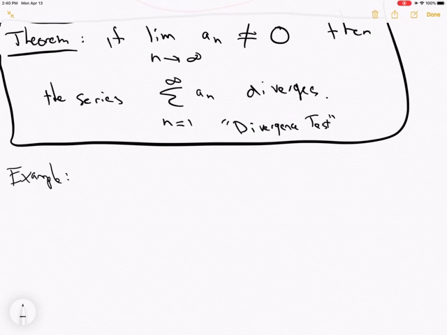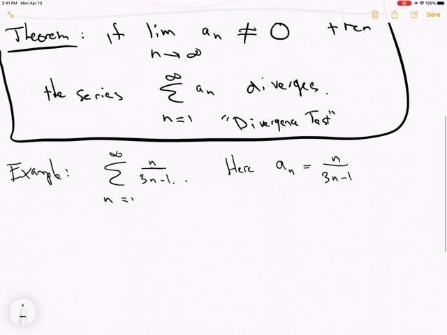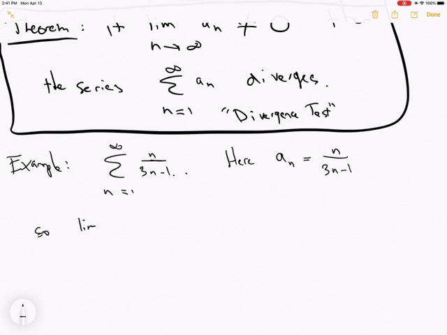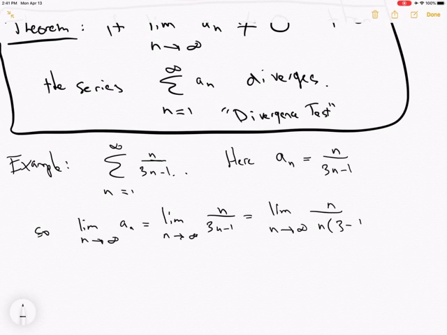Let's consider the series summation n goes from 1 to infinity of, say, n over 3n minus 1. Here the nth term in this series is n over 3n minus 1, and so we can compute the limit as n goes to infinity of these terms, the limit of n over 3n minus 1. You should see that this gives you 1/3. But how do we do that? We can use properties of limits. We can factor out the n on the bottom. That gives us a 3 minus 1 over n.